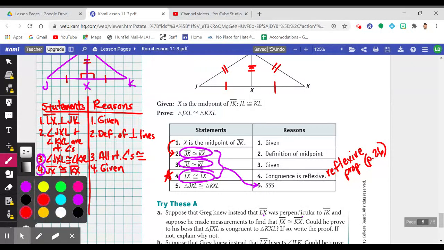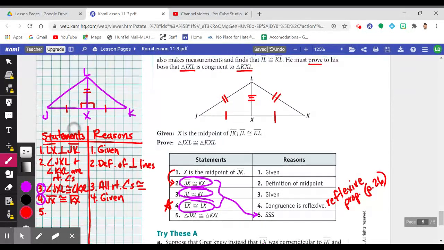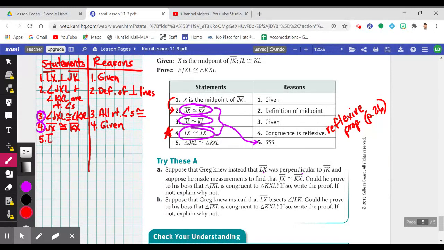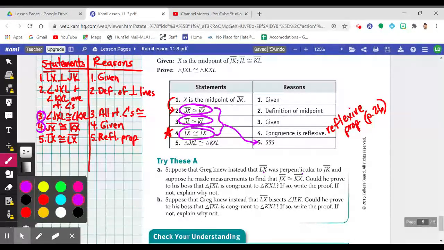And then statement 5, we're going to go back to what we realized in the diagram, very similar to this example that they gave us, that line LX is congruent to itself. So we'll say line LX is congruent to line LX. And instead of saying congruence is reflexive, not that that's bad, I'm going to use reflexive property, because reflexive property is actually used for equality or congruency. And now I'm going to circle step 5.